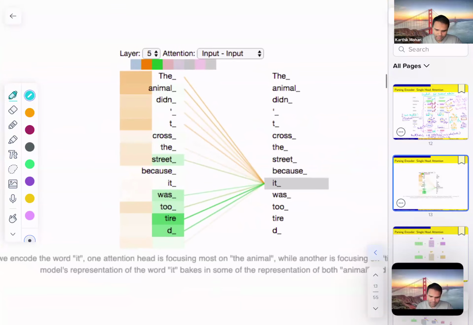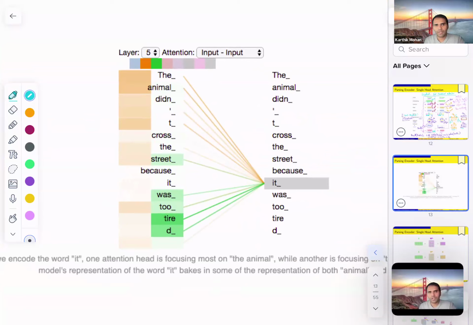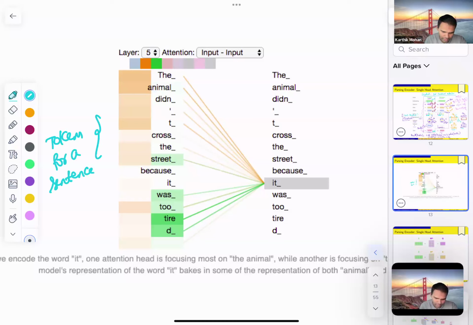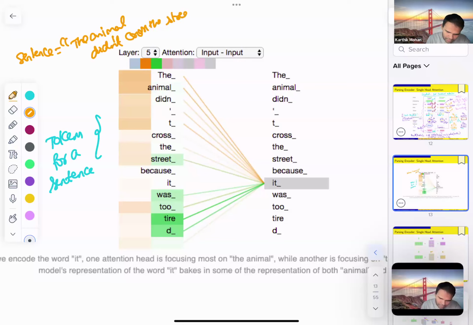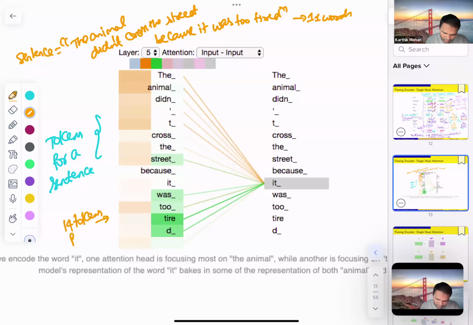And let's look at this a little bit more on the concept of attention. So we only looked at two words before, but let's say we have these as the tokens for a sentence. You can obviously understand what the sentence is, right? The animal didn't cross the street because it was too tired, right? So 1, 2, 3, 4, 5, 6, 7, 8, 9, 10, 11. It's 11 words. But we have 14 tokens for 11 words.